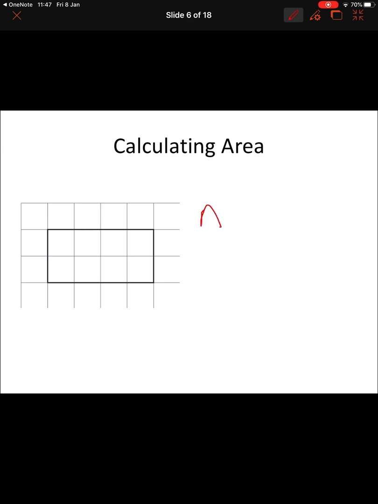Now, counting the squares, you should realise that the area, I'm going to write this on the outside because it will get messy later, is 8 centimetres squared because there are 8 squares on the inside, okay?